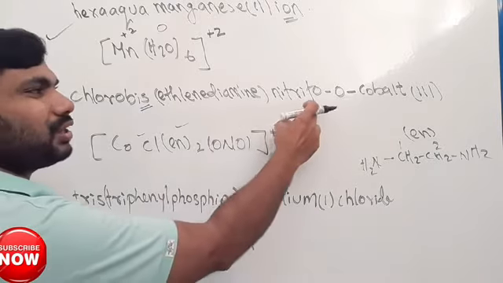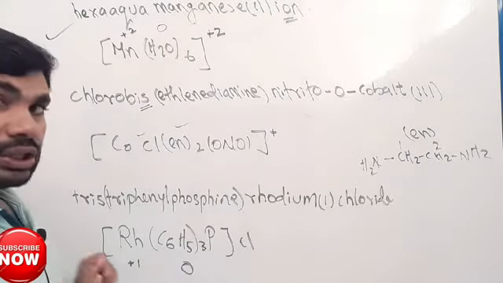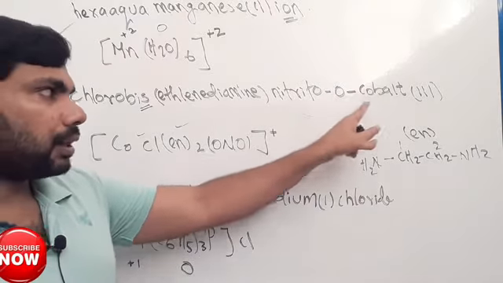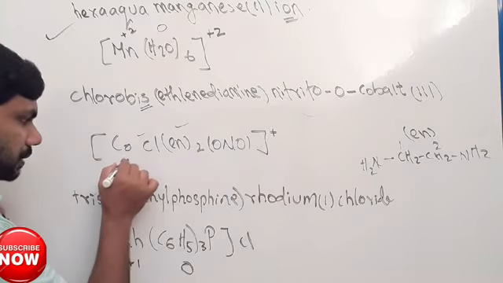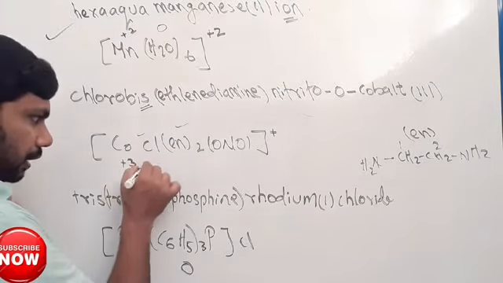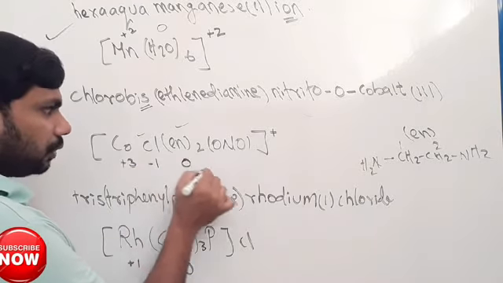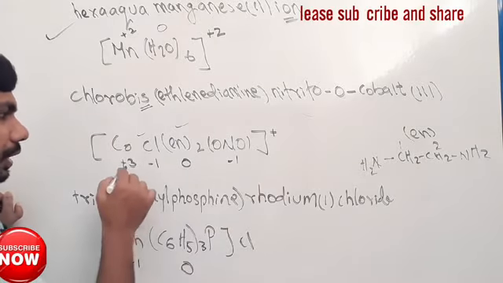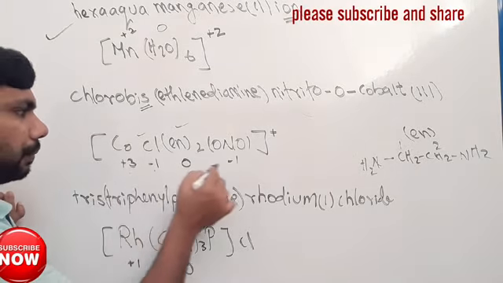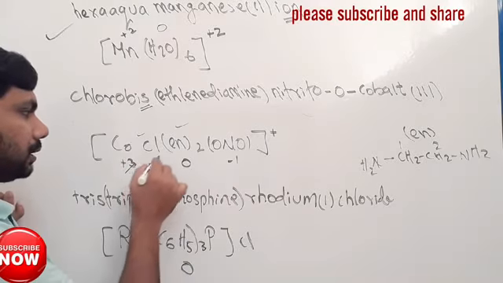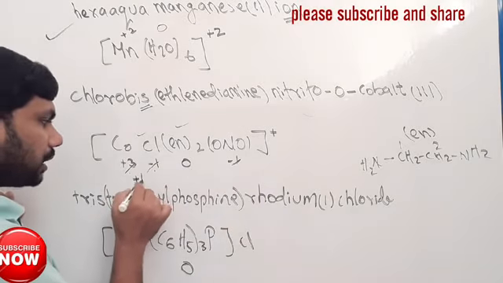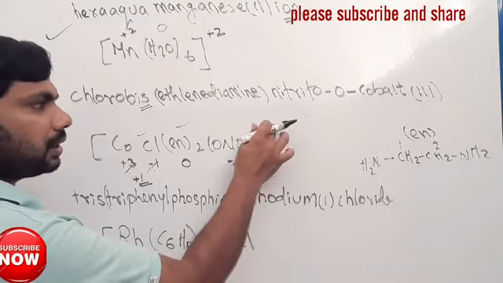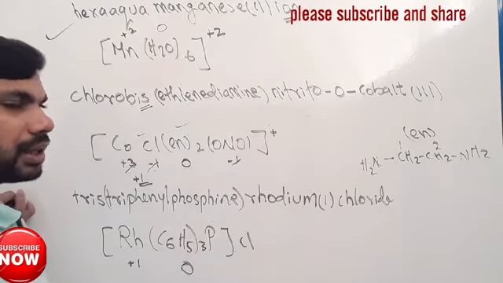Also there is nitrito-O. Nitrito-N means NO2, nitrito-O means ONO, cobalt 3. So cobalt here is plus 3 oxidation state, chlorine minus 1, ethylene diamine 0, and NO2 or ONO minus 1. So here plus 3 minus 1 minus 1. When you cancel all this, the overall charge will be plus 1. So this coordination compound has a positive 1 charge.